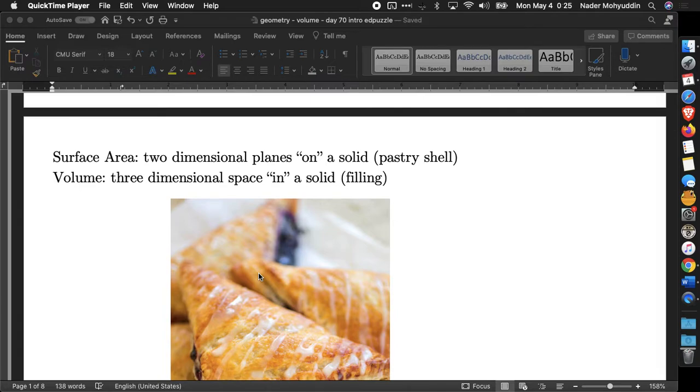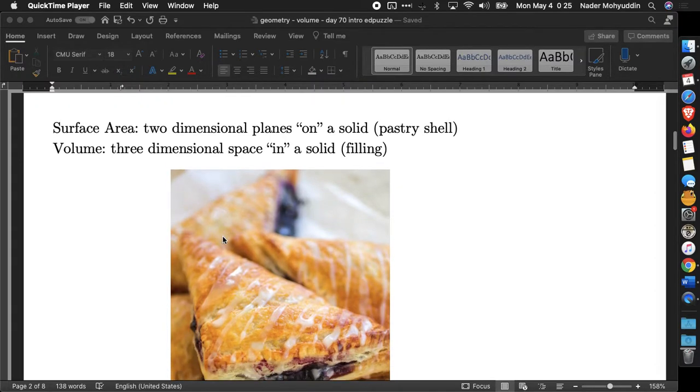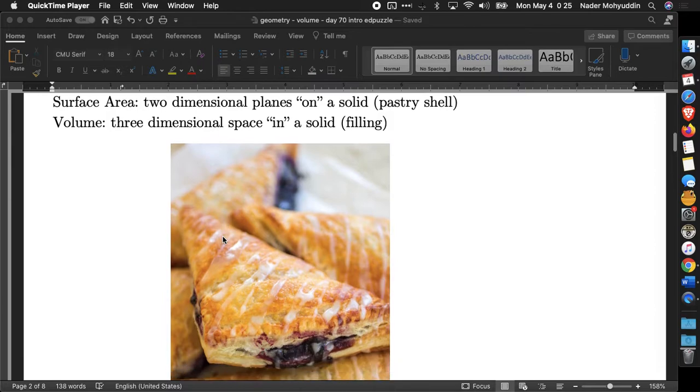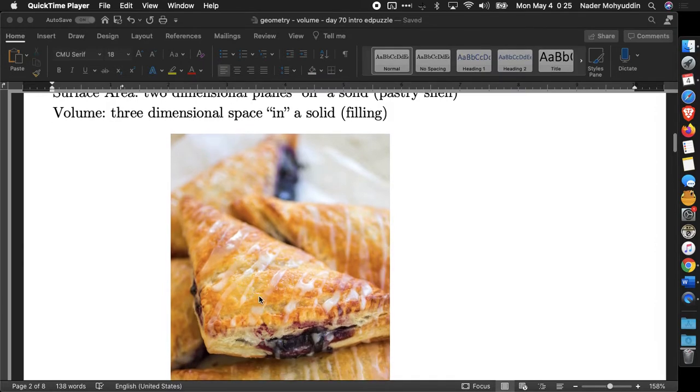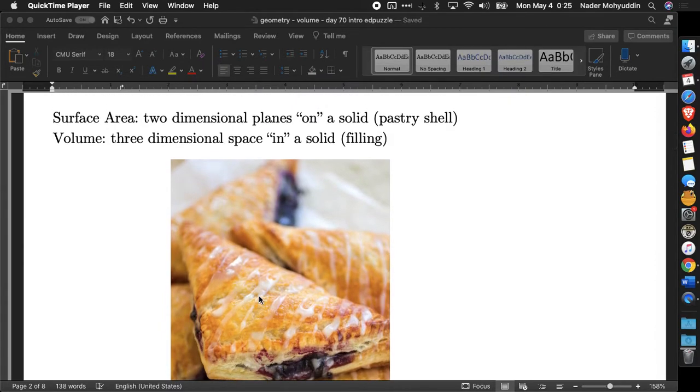In contrast to the last several weeks of work, we're going to move away from the idea of area and into the idea of volume. So by means of an analogy, think of a stuffed pastry, like this blueberry turnover, and think of the surface area as the amount of two-dimensional pastry shell or dough that is wrapping this object. And think of volume, our new subject, as being the amount of space or filling inside of that object.